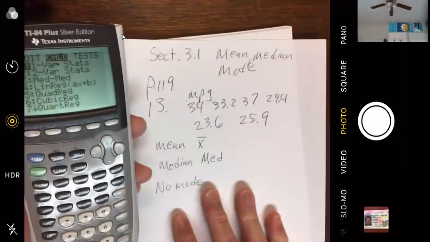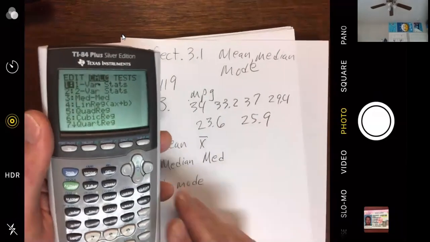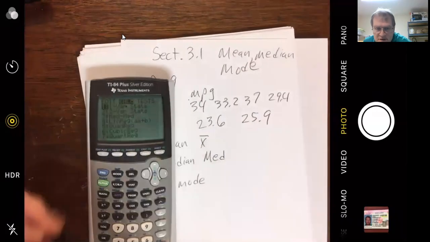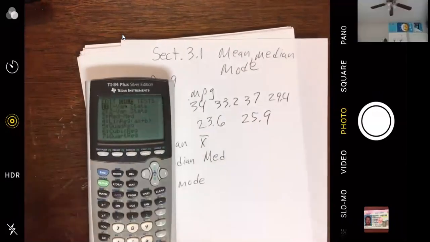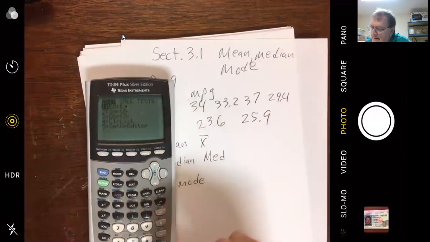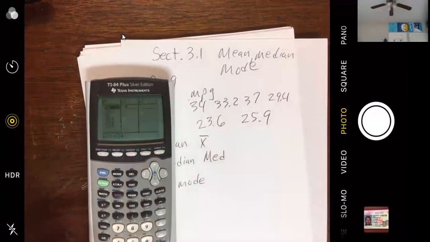So you do stat and you enter the numbers, you hit one. We'll catch up. It's only six numbers if you want to catch up. It's okay. Let me know when you've got them entered: 29.4, 23.6, and 25.9. Okay. I got it. All right.